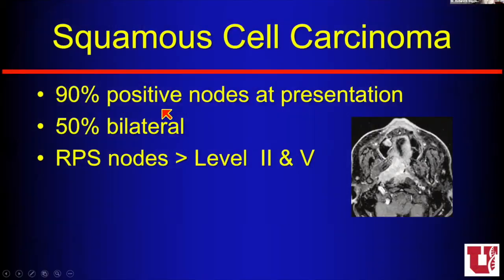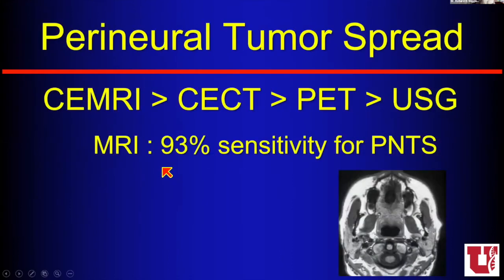Now, a lot of those patients, some people say up to 90% of nasopharyngeal carcinomas, already have pathologic lymph nodes when they show up at presentation. And about half the time they're bilateral. We think about the very dense lymphatic plexus in the suprahyoid neck that's in that retropharyngeal space. So we look for those retropharyngeal nodes as the first nodal order drainage station of the nasopharynx, also sometimes the oropharynx and hypopharynx. So that brings us to perineural tumor spread.